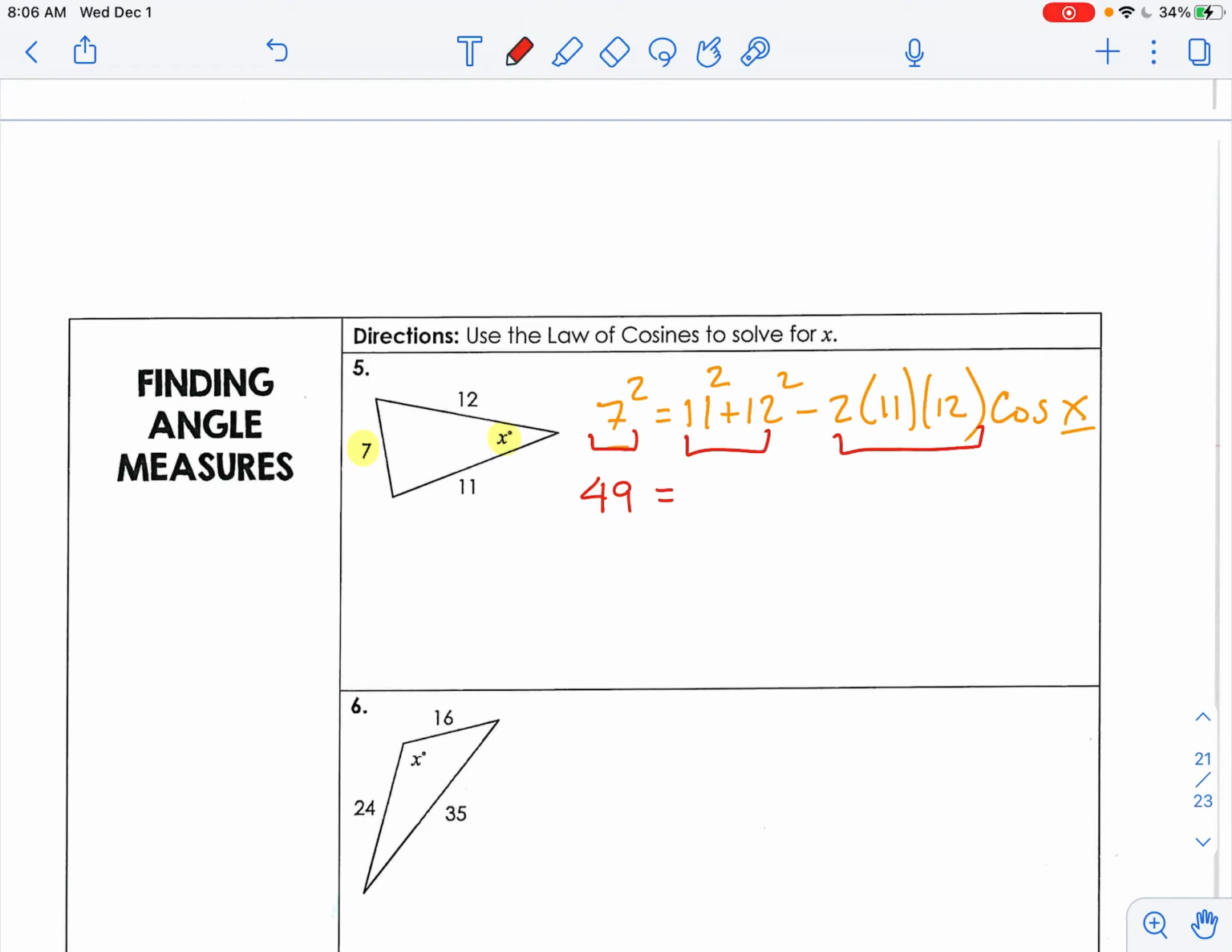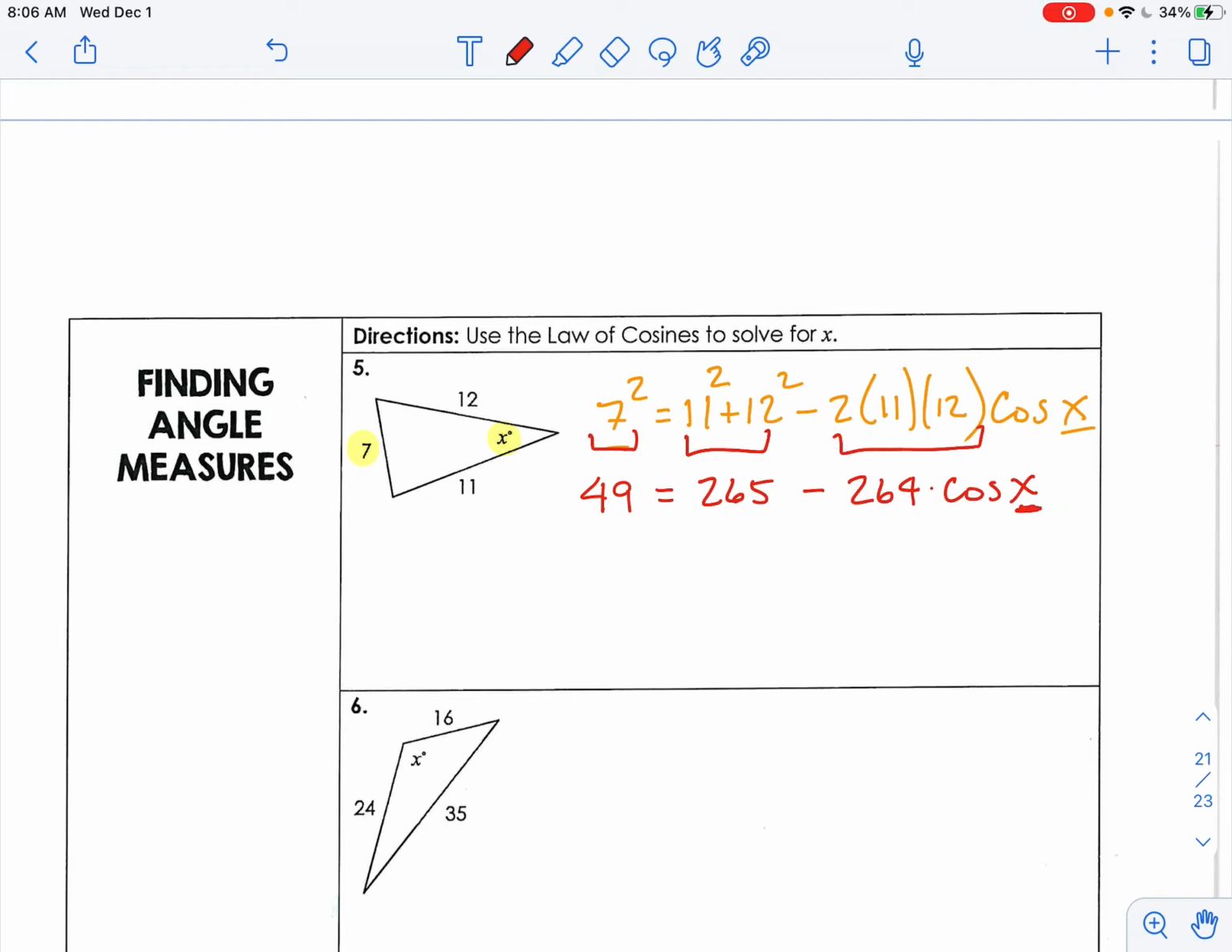So if you do that, what that turns out to be for number 5, when you add those two together, is 265 minus, now what you're going to do is take 2 times 11 times 12, which turns out to be 264, which is kind of nice, and then cosine of x. Now, a common error is people do things out of order. You can't take 265 minus 264, because of this times here. They're not like terms.